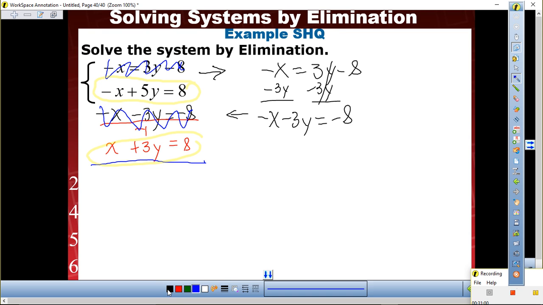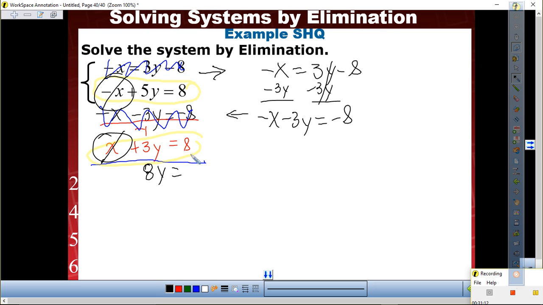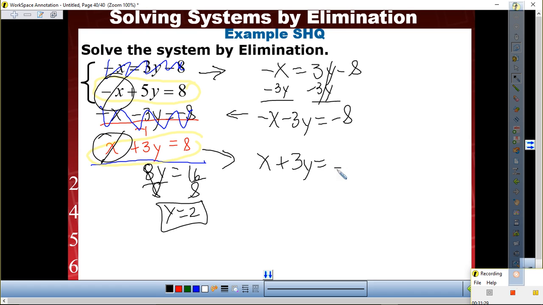Therefore, we're left with 8y equals 16. Divide by 8, y equals 2. I'm going to take one of these two. Which one do you want to use? Bottom. Bottom, x plus 3y equals 8.